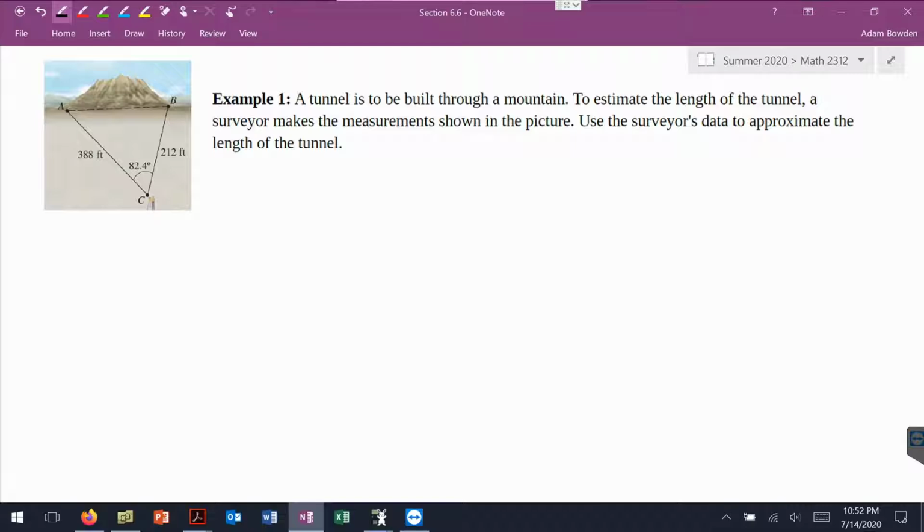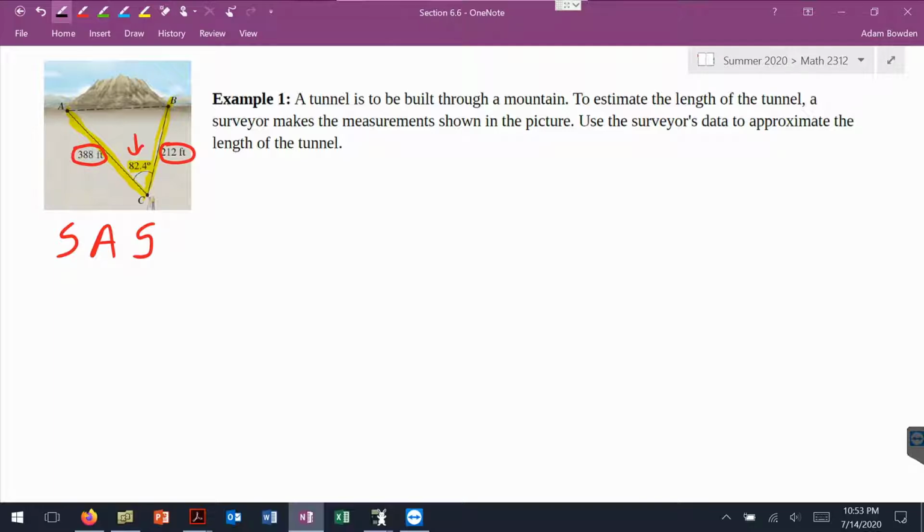So here's one situation where we can set it up and solve via the law of cosines. It says a tunnel is to be built through a mountain. To estimate the length of the tunnel, a surveyor makes the measurements shown in this picture. Using the surveyor's data, we're going to approximate the length of the tunnel. So what they've done here is they've taken a measurement from one end of the tunnel and a measurement from the other end of the tunnel for distance, and then they figured out the angle between those two. So we have one side, another side, and the angle between the two sides. We call this a side-angle-side situation.